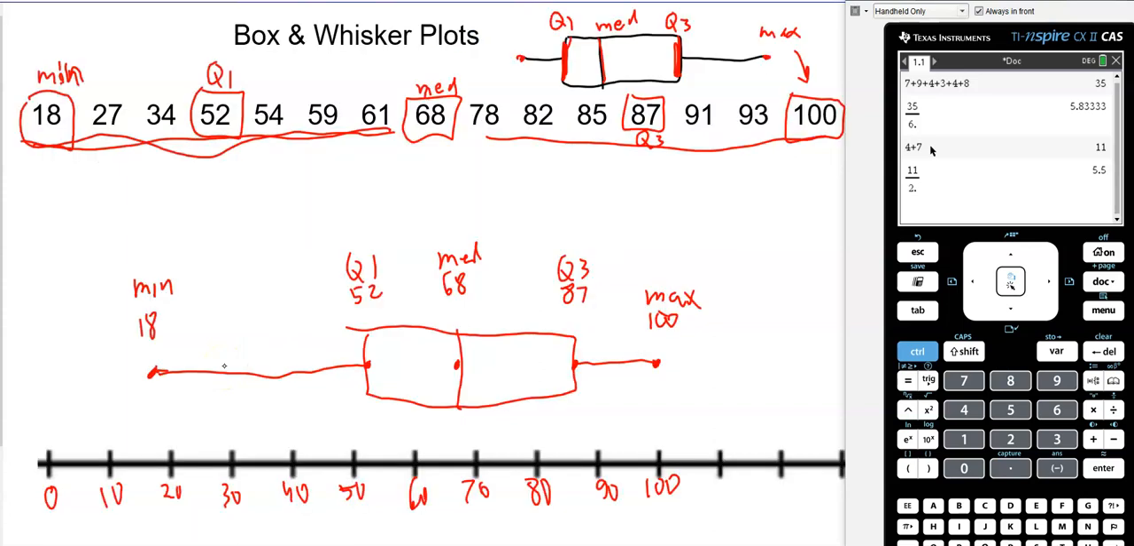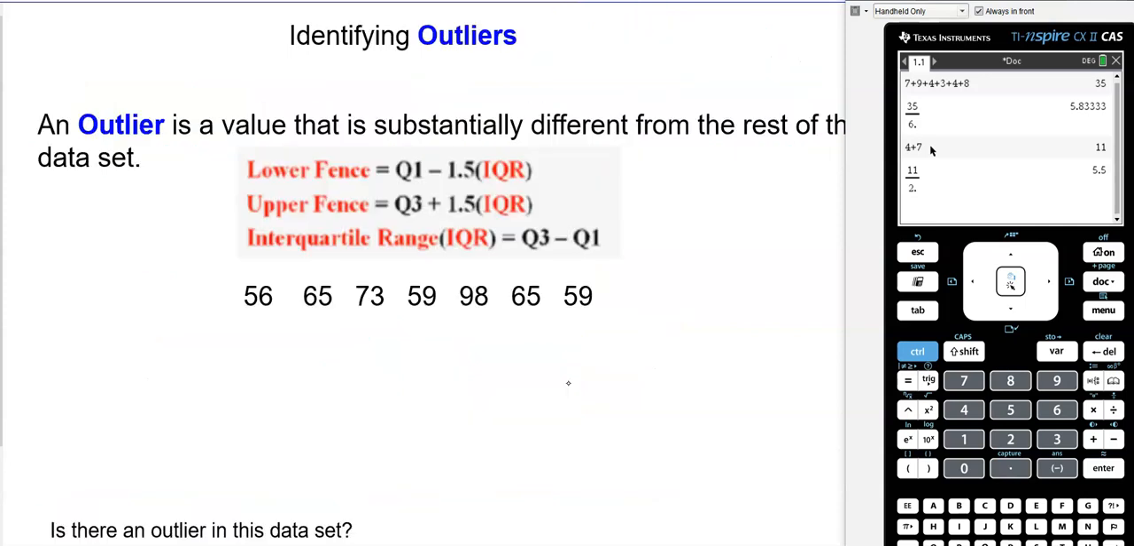Sometimes we call this part the middle 50% of the data. You'll see that sometimes, even on college websites for the ACT, the middle 50% is talking about Q1 to Q3. So an outlier is a value that's really big or really small compared to the rest of the data set. You can actually calculate it. I get these formulas from AP Stat. So it starts with a base of Q3 minus Q1.